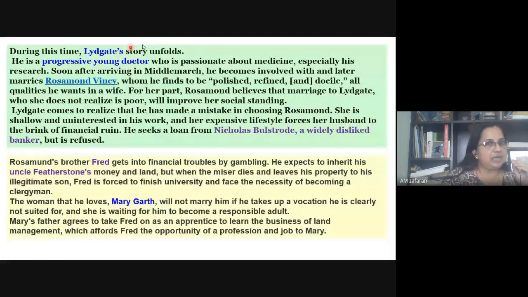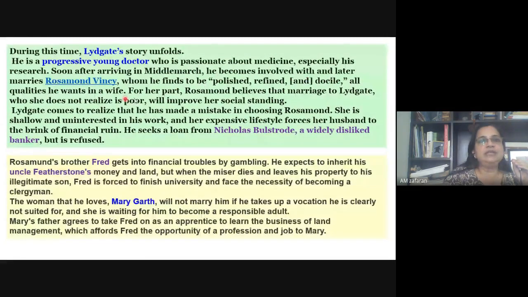Now, during this time, Lydgate's story unfolds. So along with the story of Dorothea is also the story of this doctor, Lydgate. He is a progressive young doctor who is passionate about medicine, especially his research. Soon after arriving in Middlemarch, he becomes involved with and later marries Rosamond Vincey, whom he finds to be polished, refined and docile.